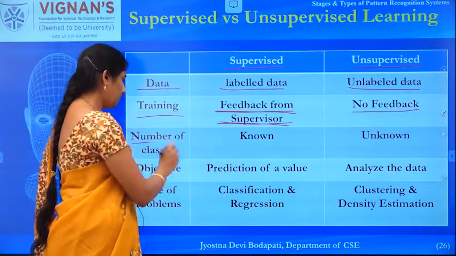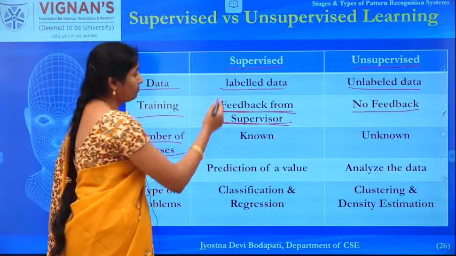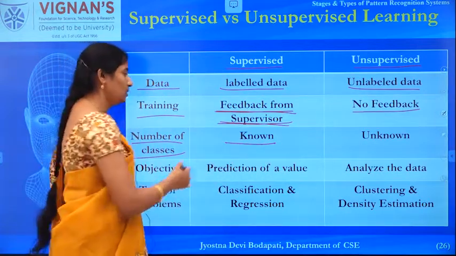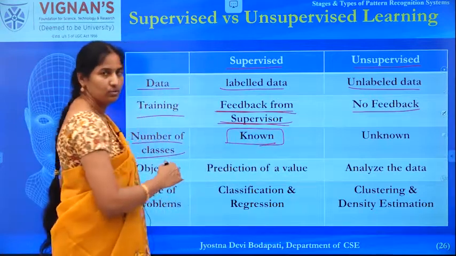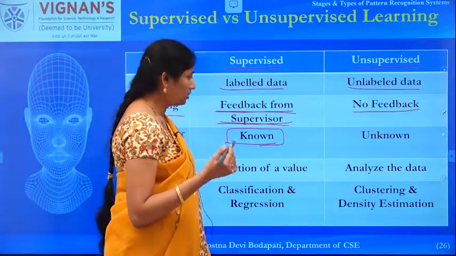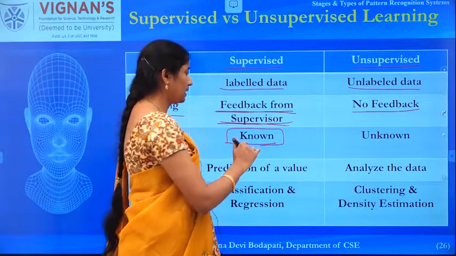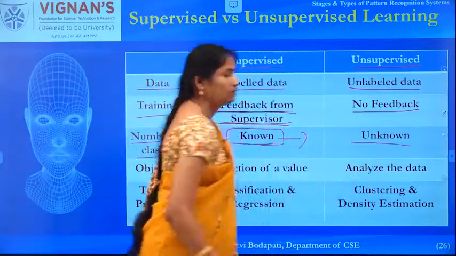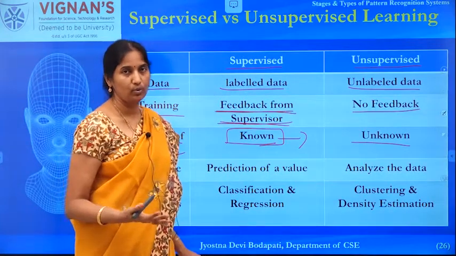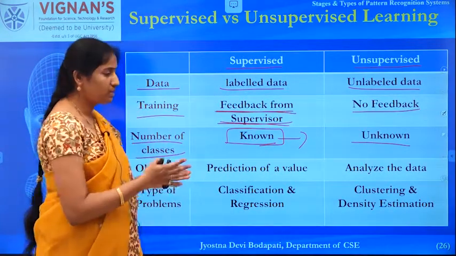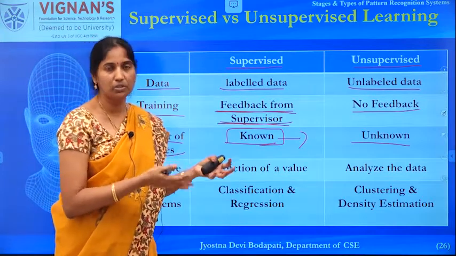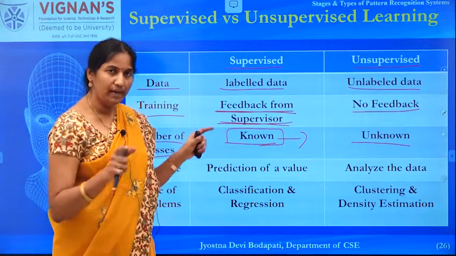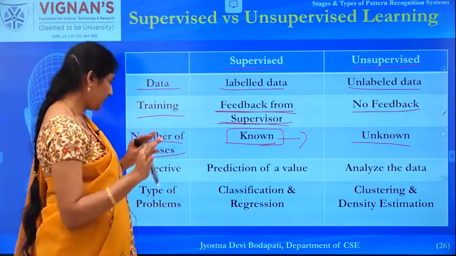If you consider the number of classes in supervised learning, let it be regression or classification, the number of classes is known. Of course, in regression there are no classes, but in classification the number of classes is known. In unsupervised learning, the number of classes is unknown. In image segmentation, you don't know how many types of regions are available. All the green regions are similar, so we pack them into a single unit. That's how we do it.